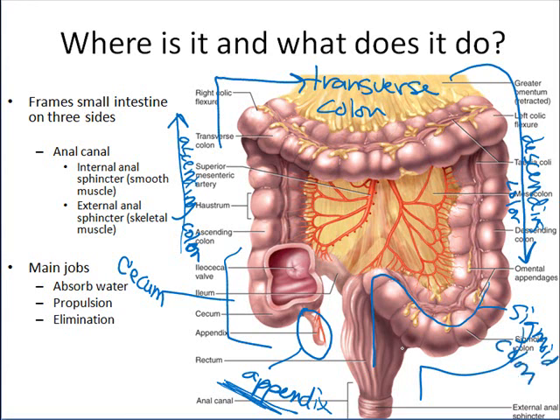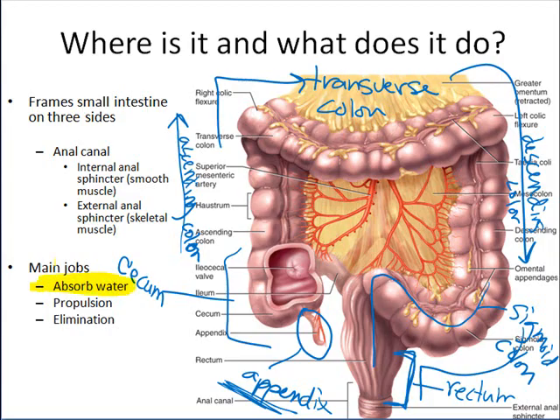The last portion of the large intestine is this sac-like region here. That's called the rectum. And then distal to that is the internal anal sphincter and the external anal sphincter. The internal anal sphincter is made of smooth muscle tissue. The external anal sphincter is made of skeletal muscle tissue. This is very similar to the pattern we saw with the internal and external urethral sphincters in the urinary system.